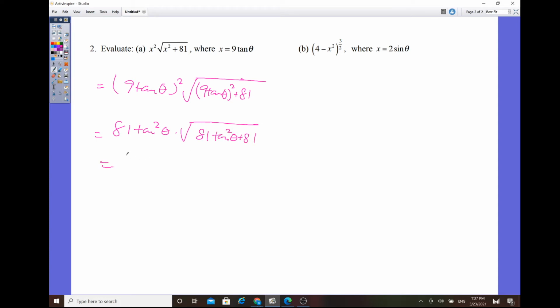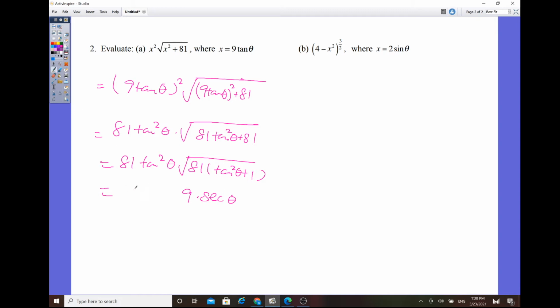And now for the radical, you probably don't want to just leave it like that because that's not the simplest form. So carry this one down. Inside the radical, you want to take out the greatest common factor, 81. Now what's left here is the quantity tangent squared of theta plus 1. And one thing that we notice is this whole thing is secant squared of theta, but take the square root of that and it's just secant of theta. So 9 times secant of theta.